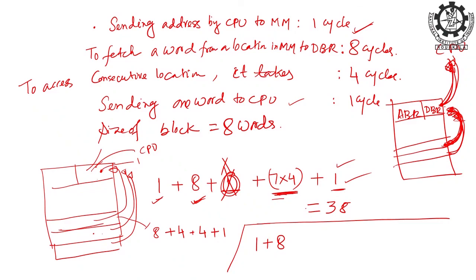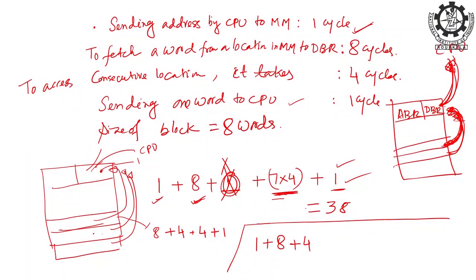So, after 8 cycles there will be 4 data across the different memory modules. And then it will go for accessing the second word from each memory module, and these 4 data the CPU will transfer one by one. How long will it take to transfer 4 data? 4 cycles. But while transferring the data from DBR to CPU, at the same time the second word will be transferred from each memory module. So, therefore, 8 plus 4.